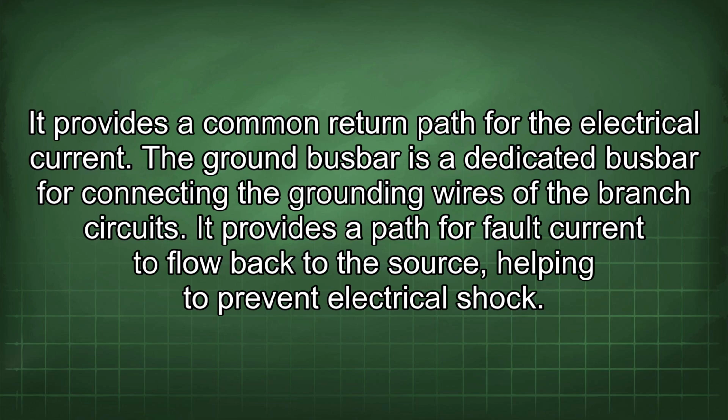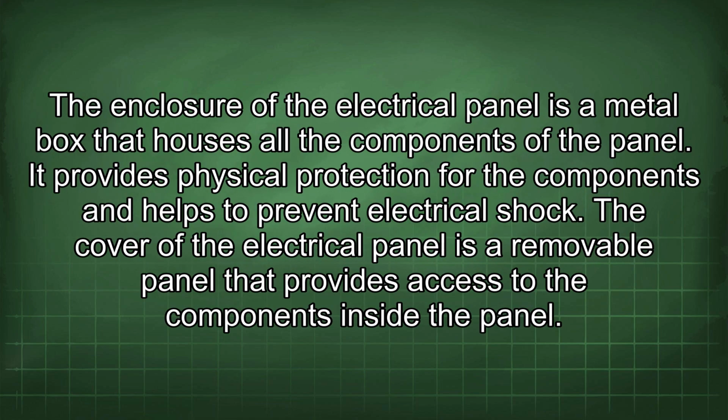The ground busbar is a dedicated busbar for connecting the grounding wires of the branch circuits. It provides a path for fault current to flow back to the source, helping to prevent electrical shock. The enclosure of the electrical panel is a metal box that houses all the components of the panel. It provides physical protection for the components and helps to prevent electrical shock.